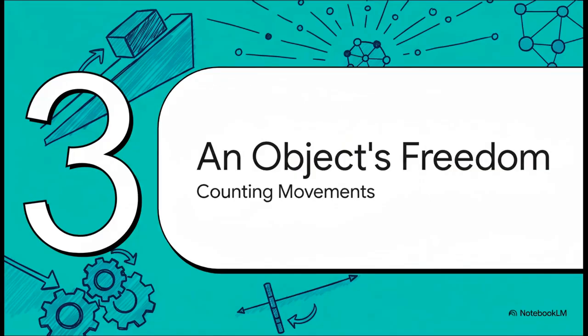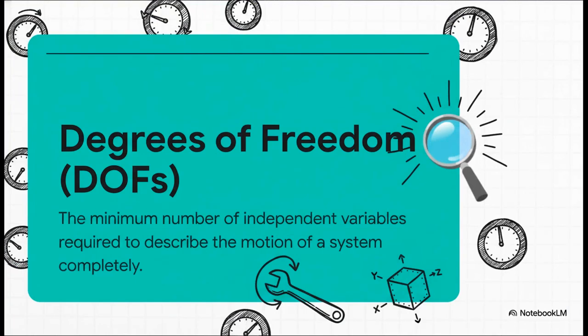Okay, so once we've picked our model, the next step is to figure out its menu of possible movements. How many independent ways can this object actually move? This brings us to another core concept. It's called degrees of freedom, or DOFs for short. It's basically just a count. It's the number of independent dials you would need to turn to put an object in any possible position and orientation. It's the number of ways it's free to move.